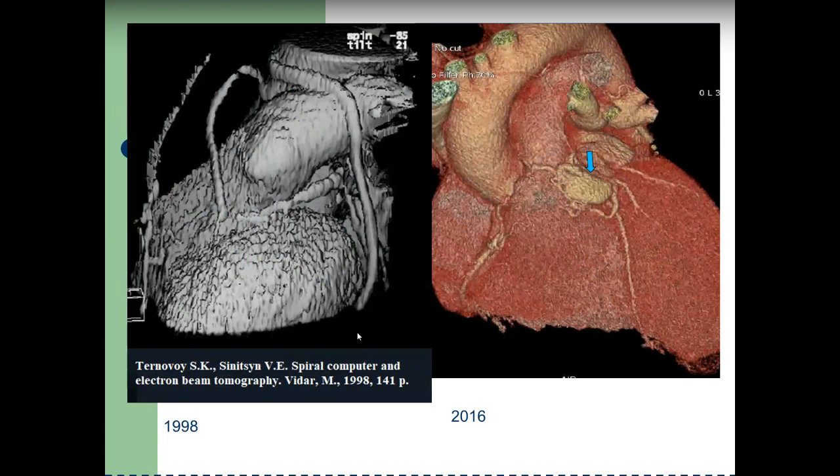These are examples of an old, not so old, I think, at the end of the 20th century, CT coronarography, and how it's noisy, how it's difficult to differentiate between normal and pathology, and a modern 5 or 6 year old image with arteriovenous fistula of coronary artery, and how it can be simply differentiated from normal. Of course, you can see it by the arrow.